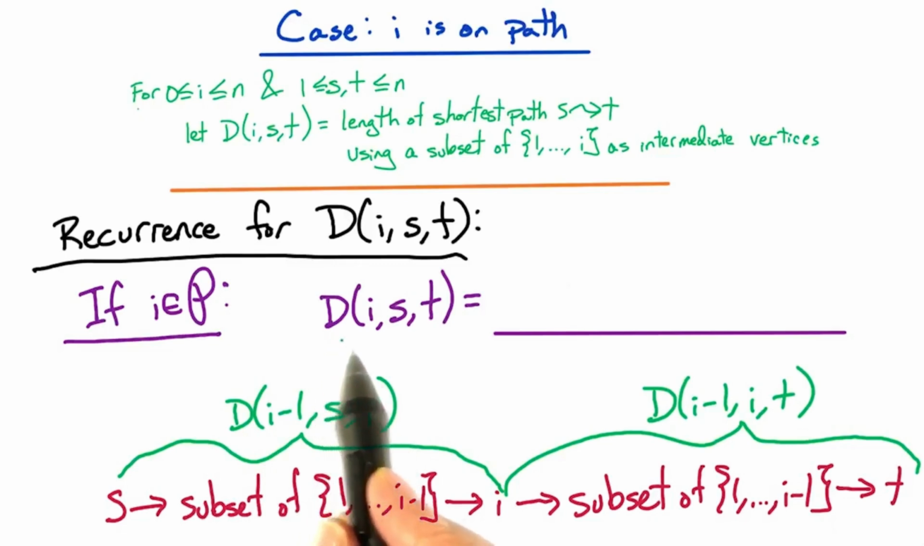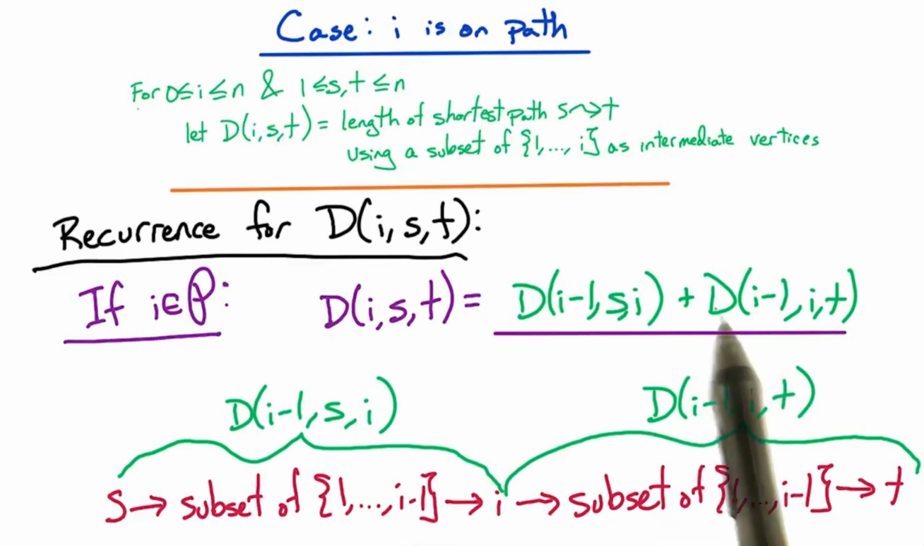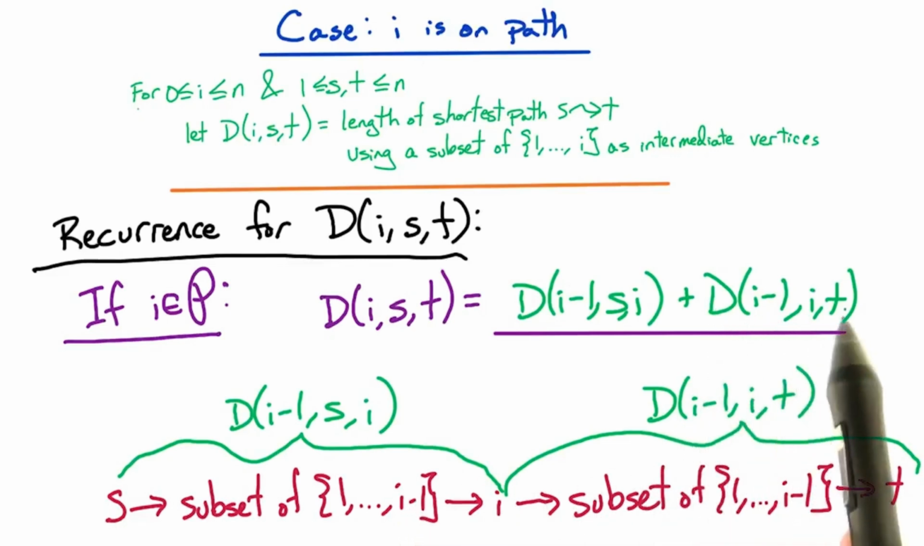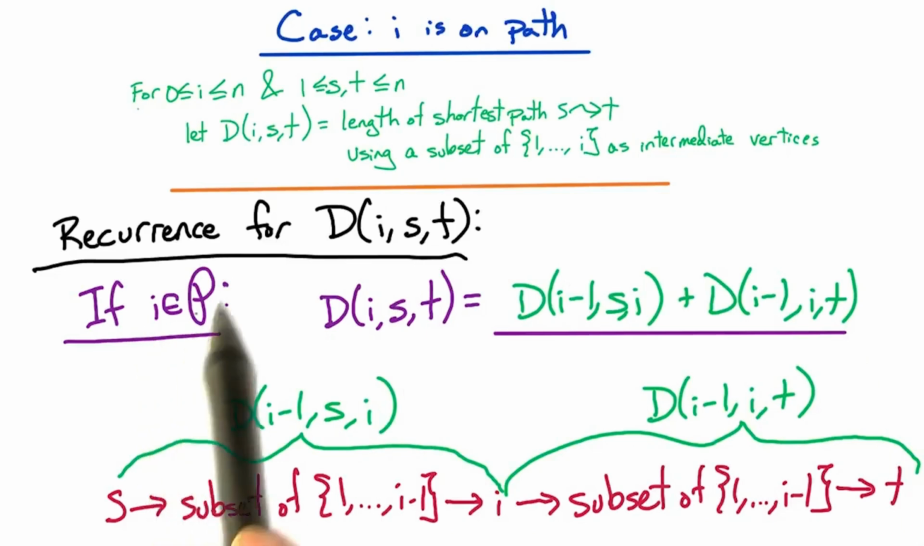So now we have a recurrence for d of i s t. It's d of i minus 1 s i. That gives us the shortest path from s to i, using a subset of the first i minus 1 as intermediate vertices, plus d of i minus 1 i t. That gives us the path from i to t, using this subset of 1 through i minus 1 as intermediate vertices on the path. So we have a recurrence for d of i s t in the case when i is in the path, and we have the recurrence for the case when i is not in the path. What do we do? We take the best of those 2 scenarios.